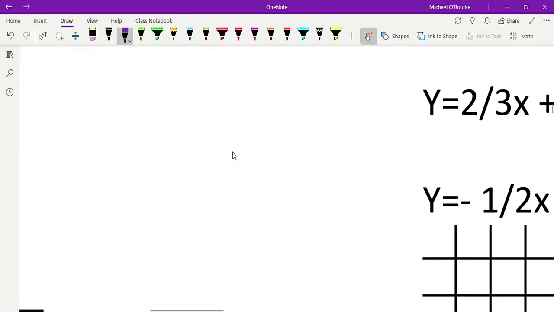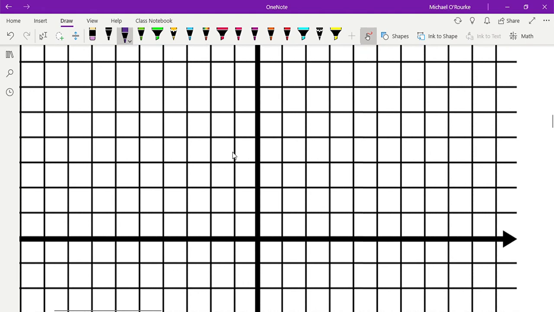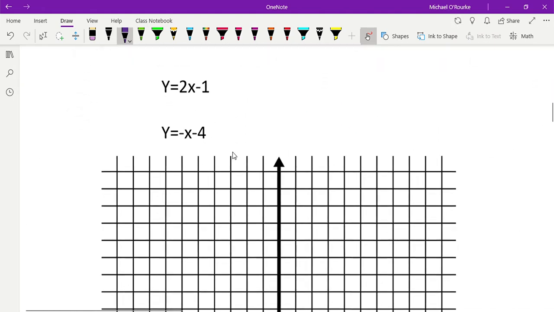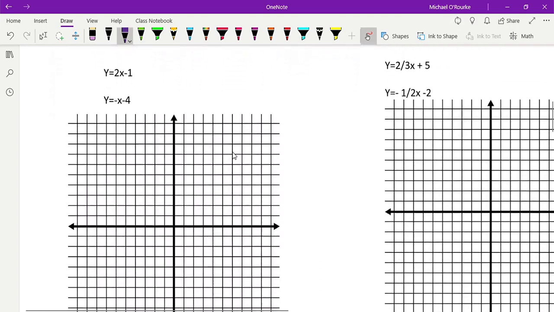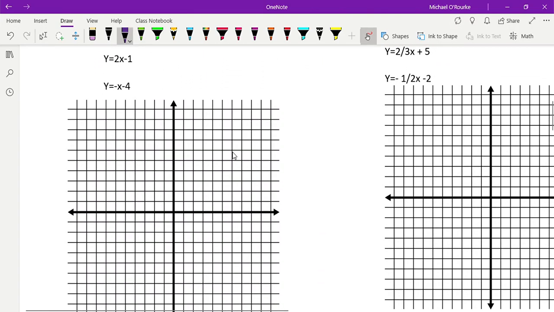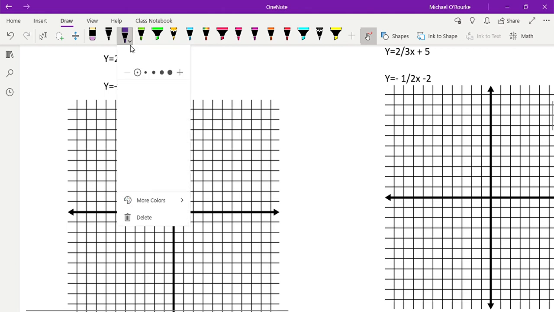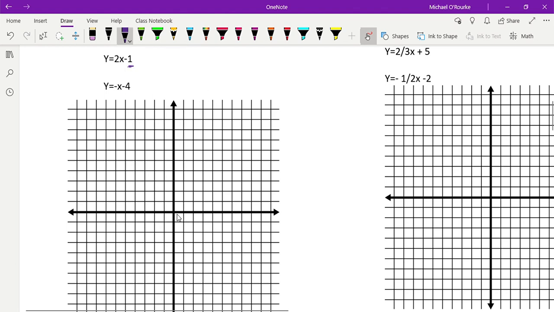Okay, now we're going to take it back old school. On your graph, I'll help you with the first one. Okay, we're going to graph this first one. Do you guys remember what we do first? Not the rate of change, we do the y-intercept first. So the y-intercept here is -1. So I'm going to put a dot at -1. Boom. Can you guys see that okay?